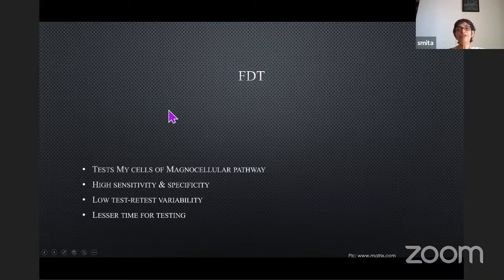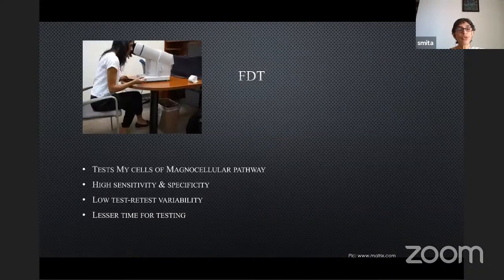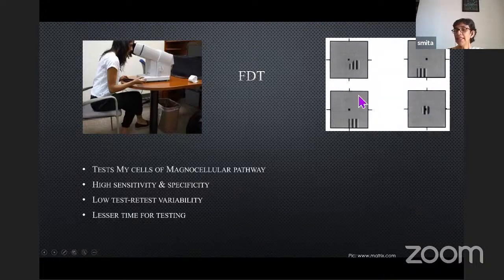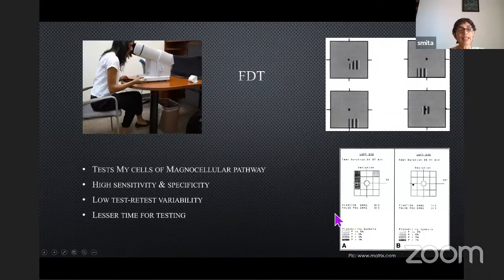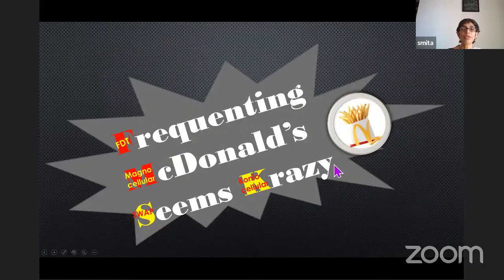And so the next type of perimetry, the frequency doubling technology, can be considered. The frequency doubling technology aims to stimulate the My cells of the magnocellular pathway. Here, a frequency doubling illusion is created. This is a large testing stimulus, and about 17 to 18 points are tested. And the probability symbols are displayed on the printout. This test has high sensitivity and specificity and low test-retest variability, and less time is needed for testing. So you can remember it by using this mnemonic: Frequenting McDonald's seems crazy.